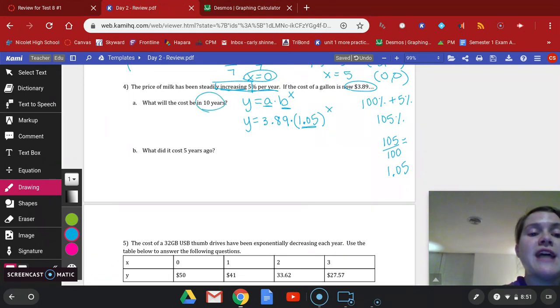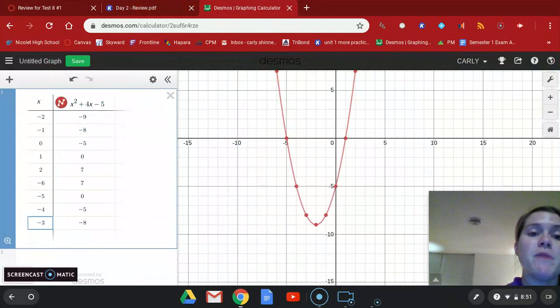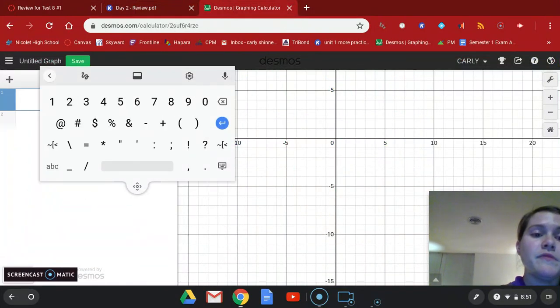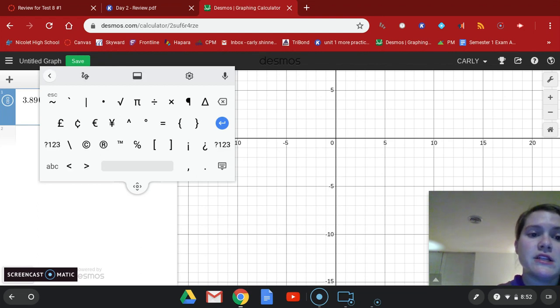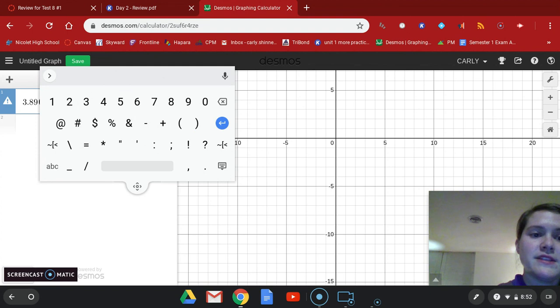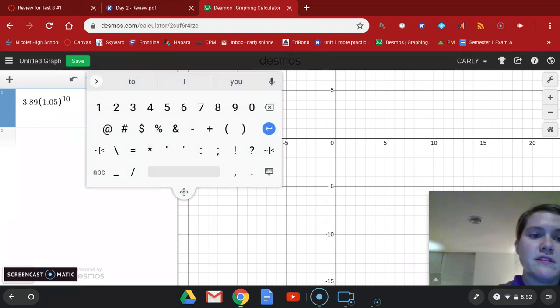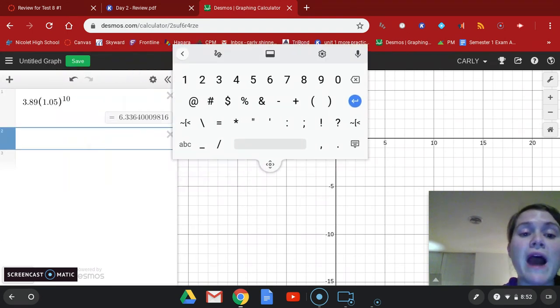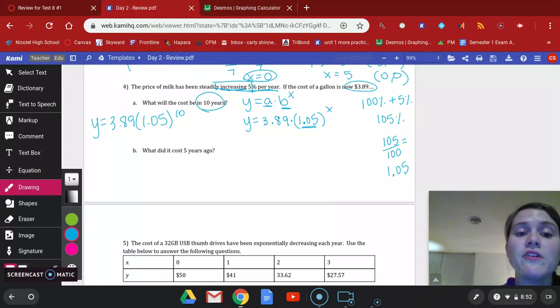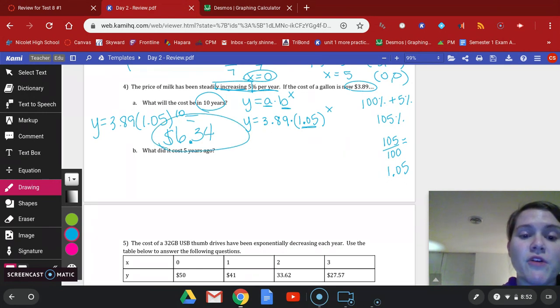I want to know the cost in 10 years, so I'm just going to plug in 10 for my x value. So hop onto Desmos and type this in, 3.89 times 1.05 to the power of 10. All right. Let's see what that gives me. With rounding, that should give me about $6.34 for the cost of milk in 10 years, okay?